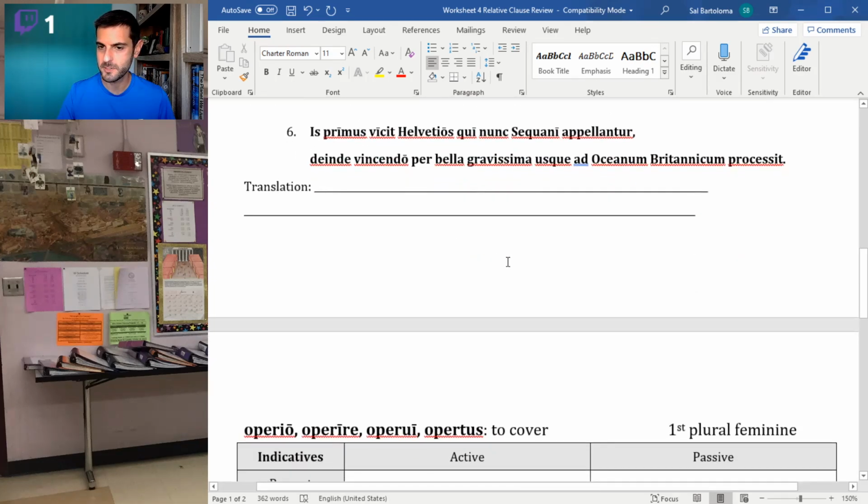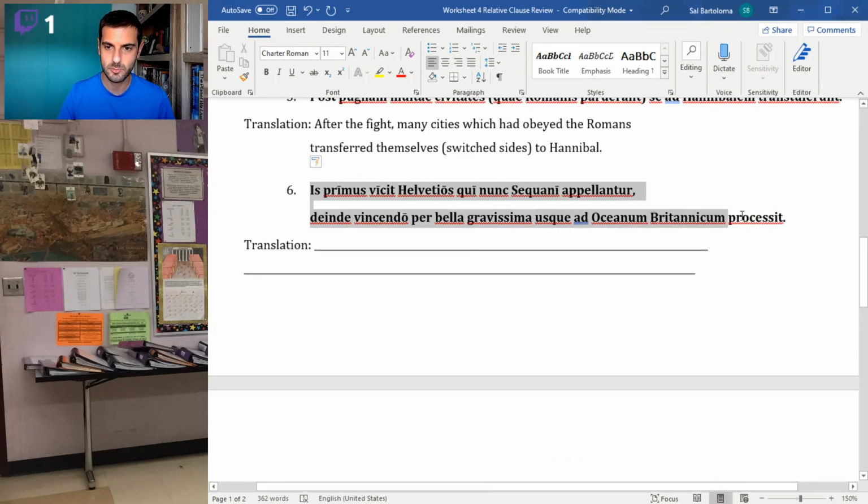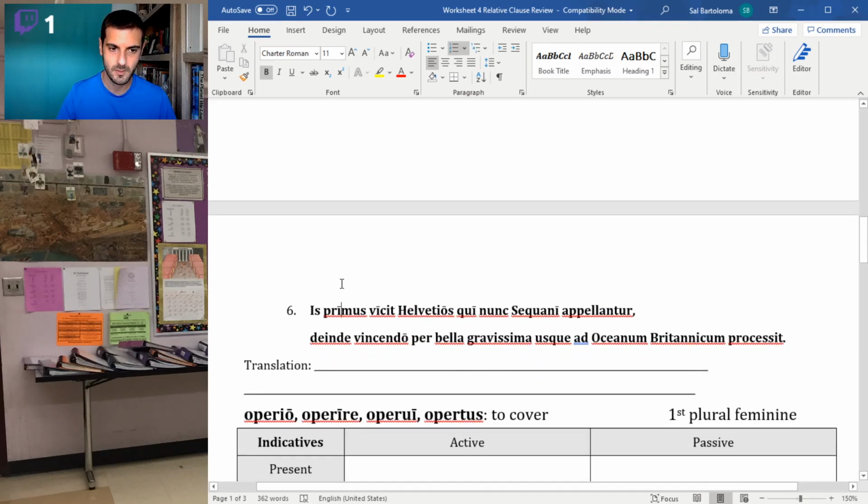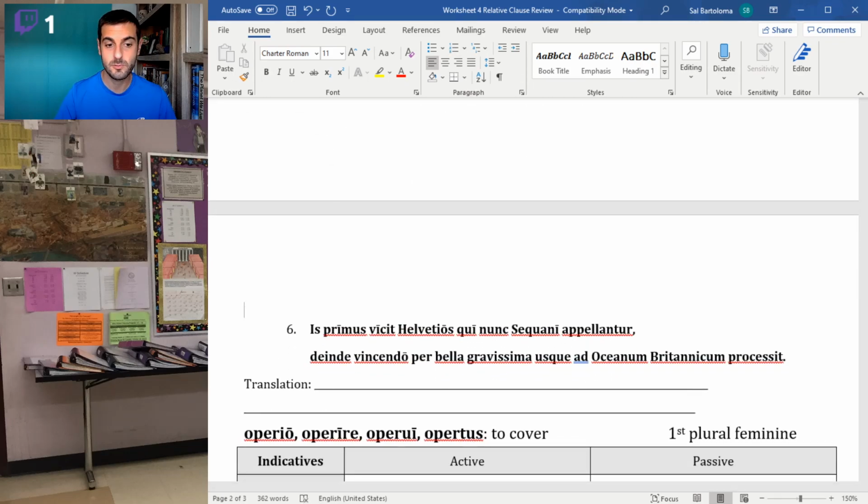All right, and then we get the big long one here. So kind of two lines for the price of one, but it's right from Eutropius. Is, that little word is. I'm just going to scooch this down for now so it's all together. Is primus, which is a word that you don't often see. It is the nominative pronoun, is, ea, id, used here for emphasis. The idea being he was the first, and that's what it means when you have primus. We have our verb vicit, Helvetios is my direct object. Then we have our relative clause here, qui, down to appellantur.